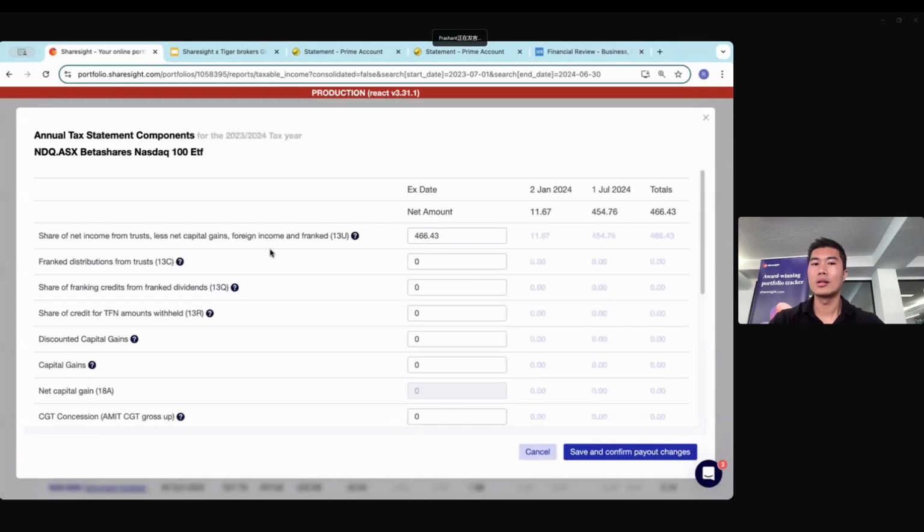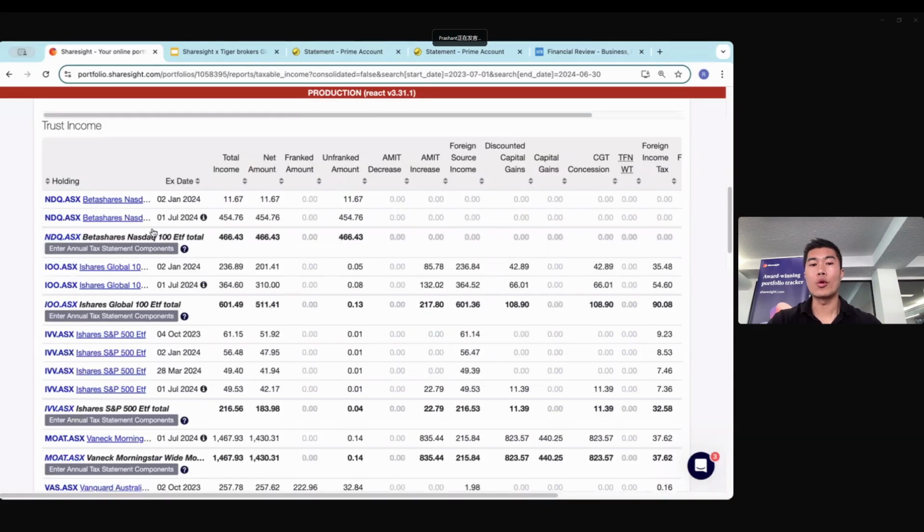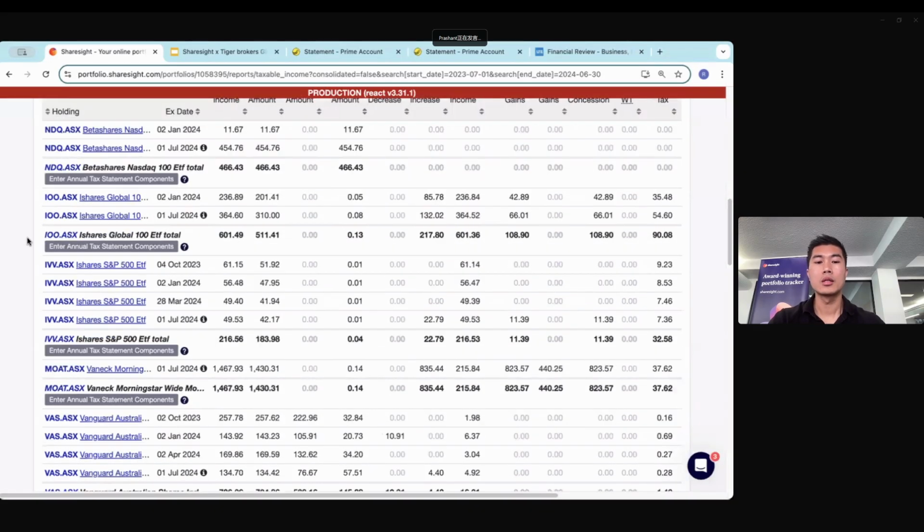When you get your annual tax statement at the end of the financial year, Sharesight also gets that from the share registry and populates it into the system. So you basically just need to compare and check to make sure that they are all accurate, and then you are ready to use the report.